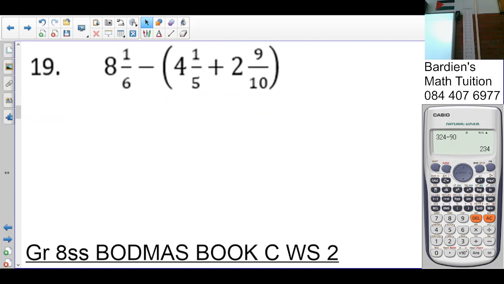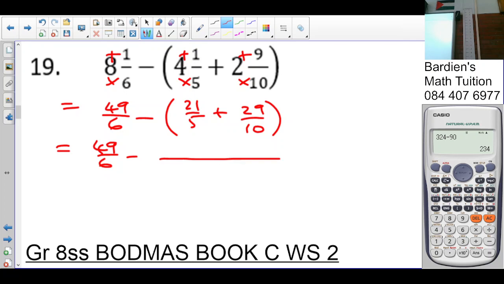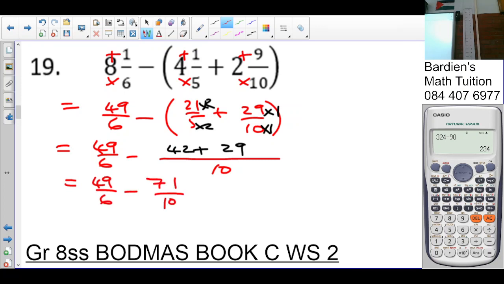What needs to be done first? Improper fractions. So multiply, add, multiply, add, multiply, add. So it's going to give you 48 plus 1 is 49. Is that correct? Yes. Minus, inside the bracket, 21 over 5 plus 29 over 10. What's the LCM inside the bracket? 10. So we multiply 5 by 2, which gives me 42 over 10, plus 29. What's 29 plus 42? 71. Is that correct?